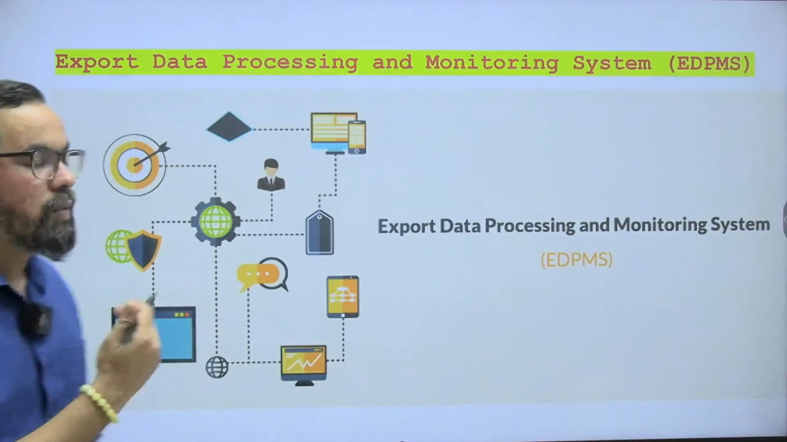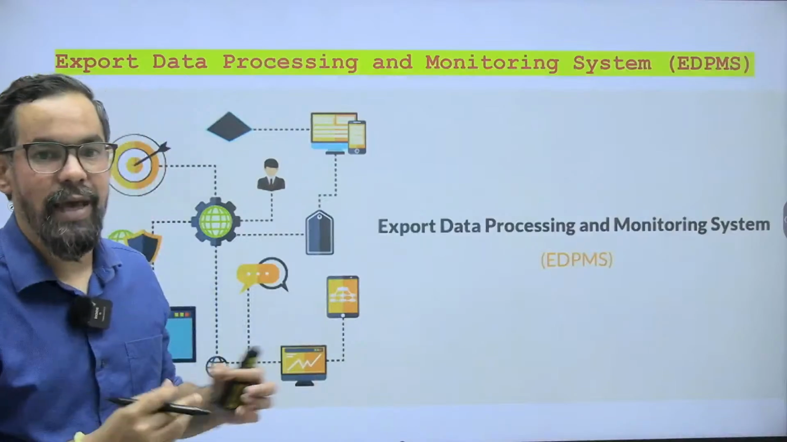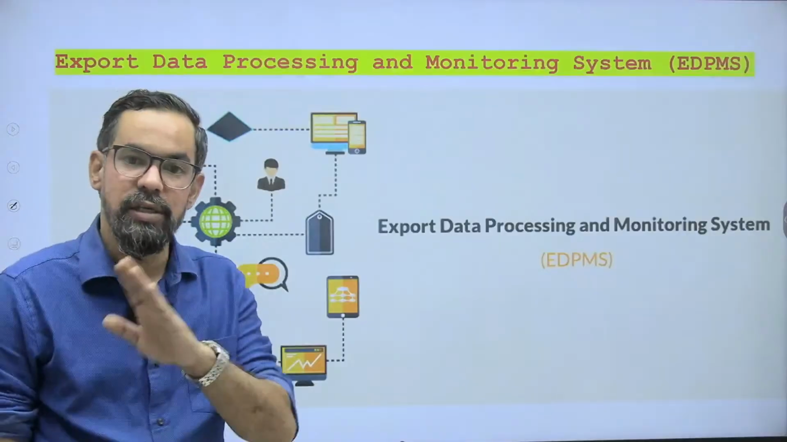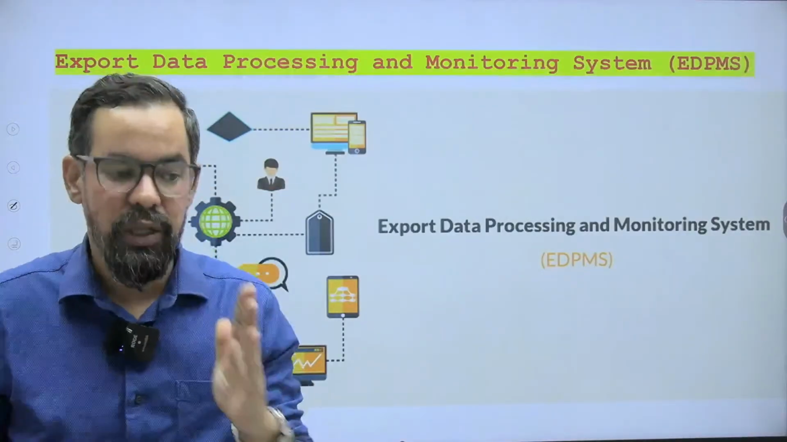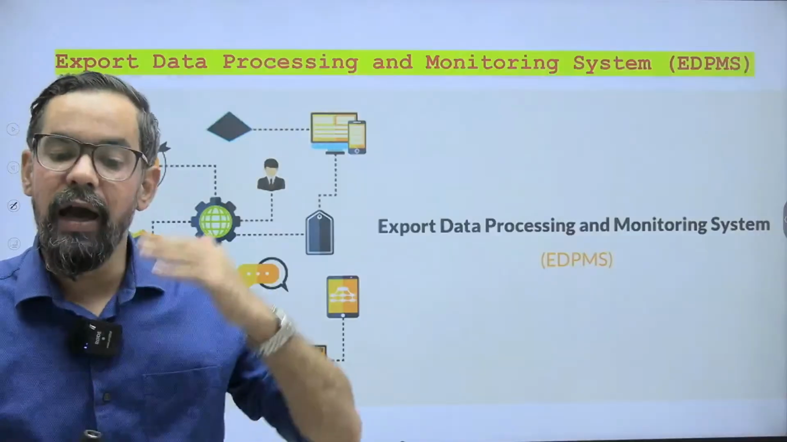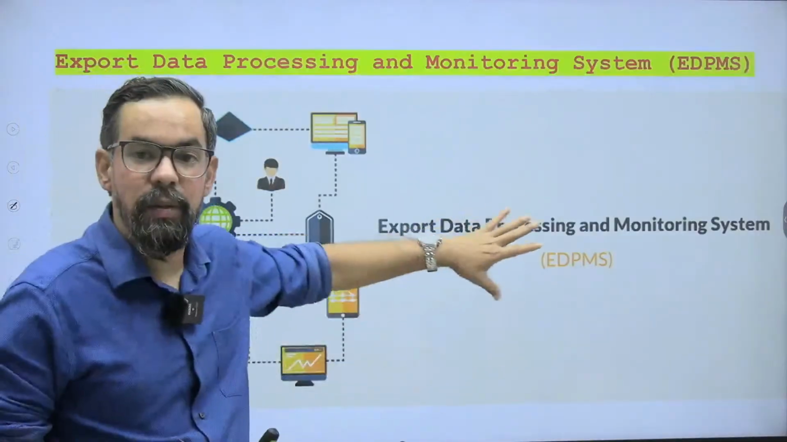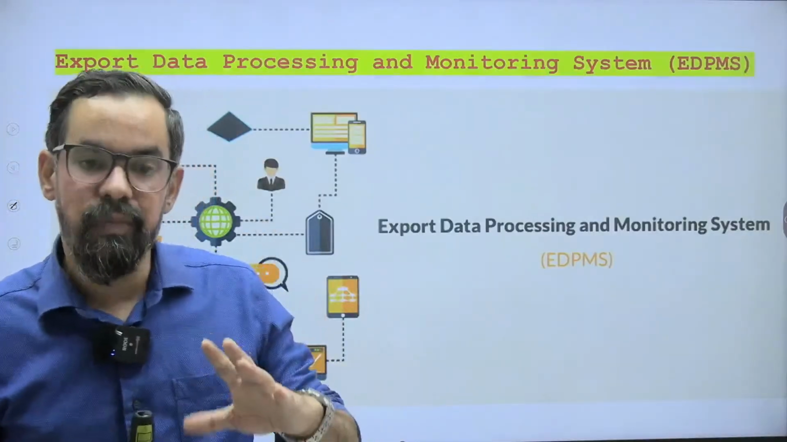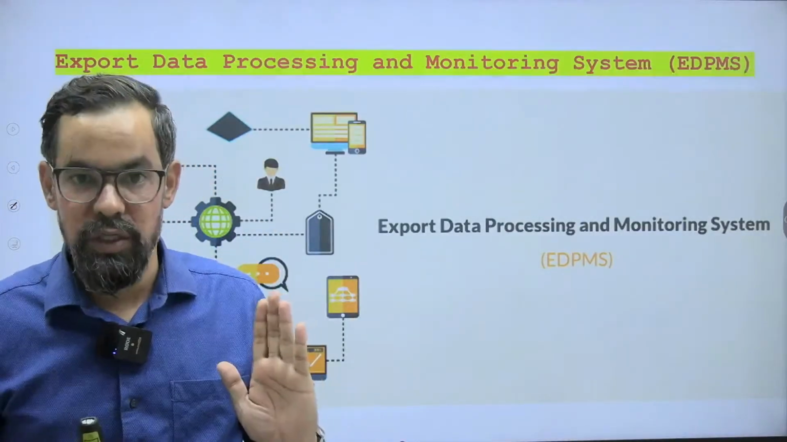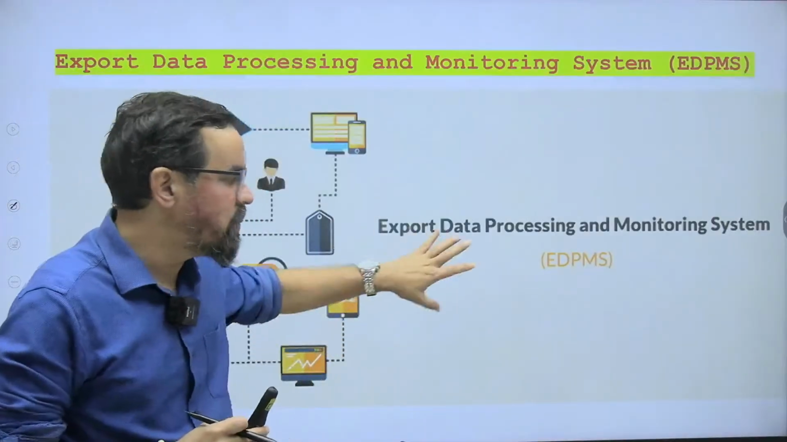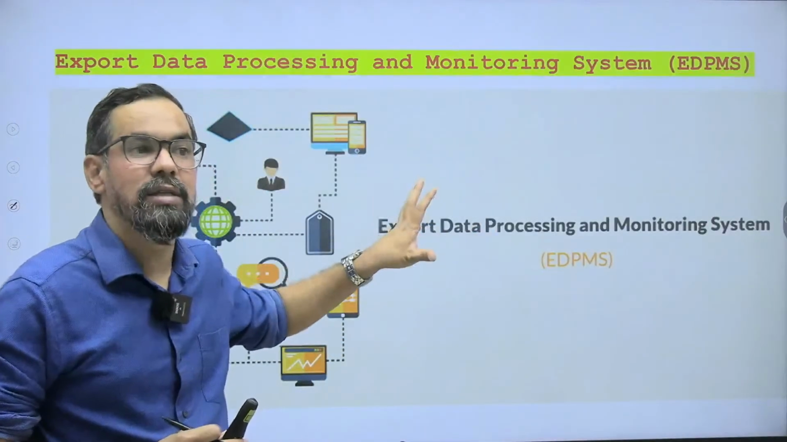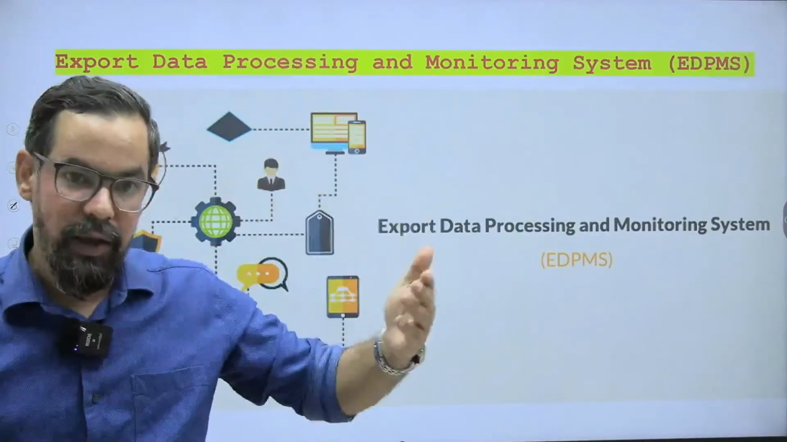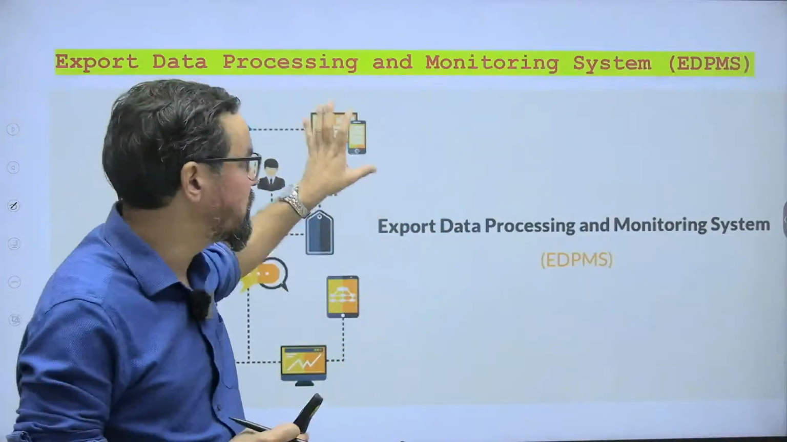EDPMS, this is the software; we have EDPMS and IDPMS. This is software which is accessible to authorized dealers. All authorized dealers have to report things on this platform on a daily basis whenever they are providing any sort of credit to exporters and all. EDPMS is software introduced by RBI in 2014. Similarly we have IDPMS also, import data processing and monitoring system.